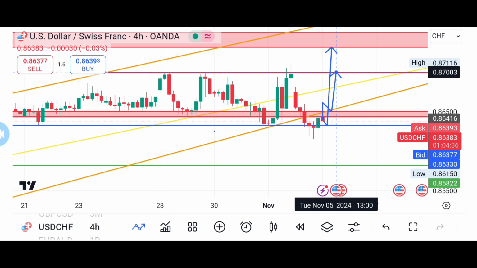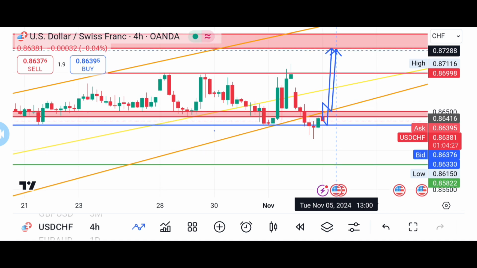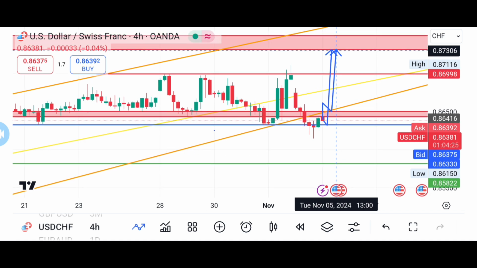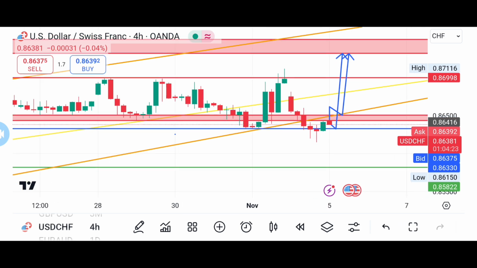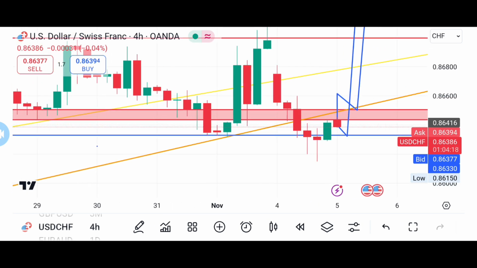My TP1 will be around 0.8700, my TP2 will be around 0.87300, around there. That might be my TP2. Are you together? So it's a matter of time. We are going to wait and watch carefully. Those are my two possibilities.